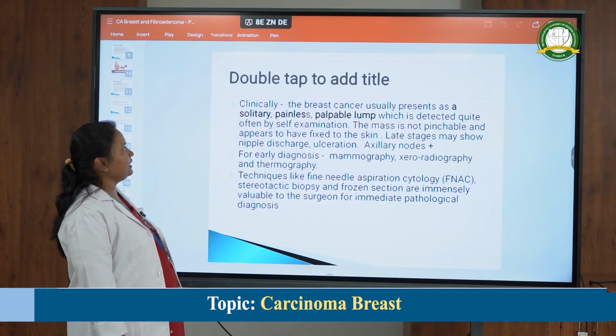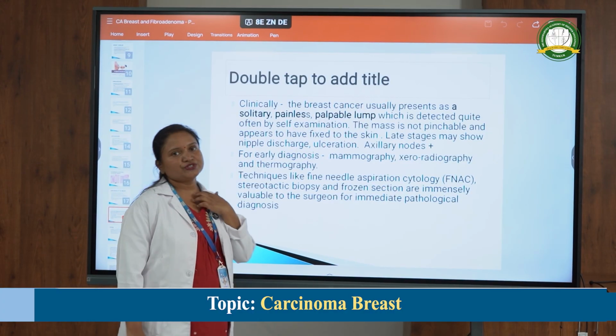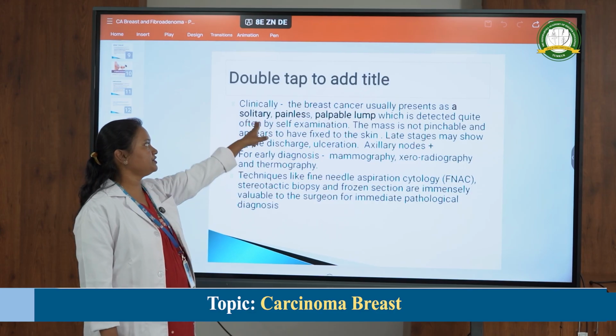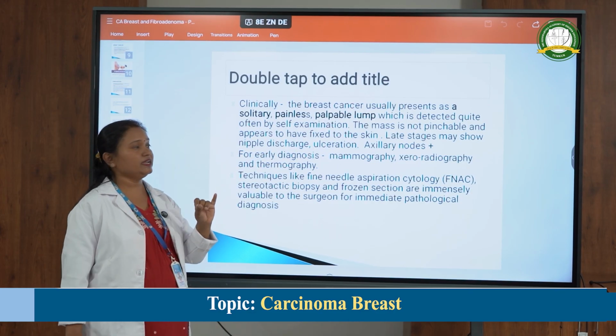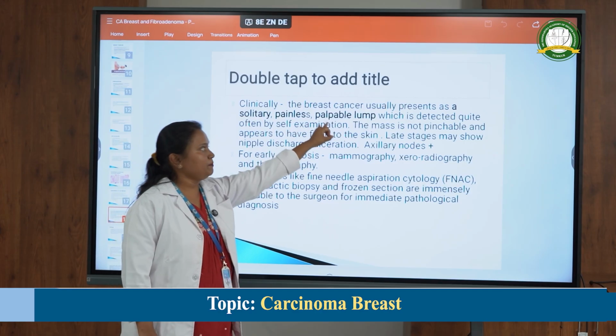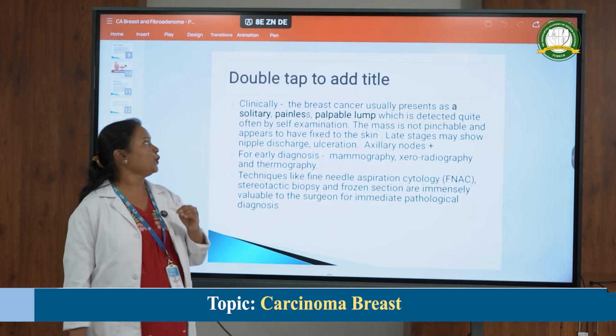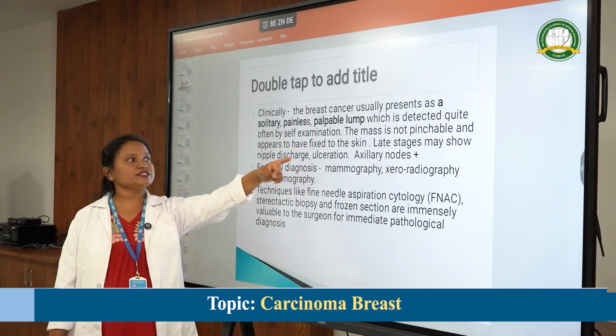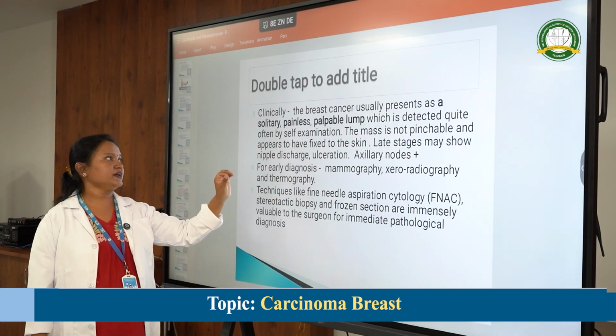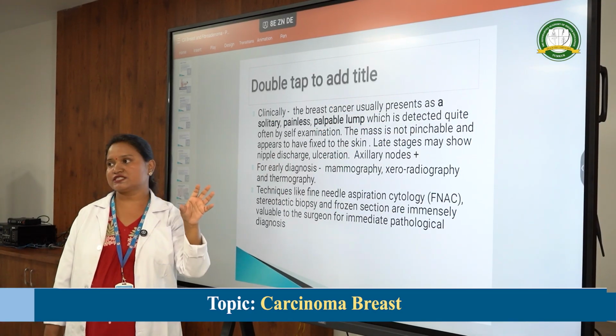Clinically, breast cancer usually presents as a solitary, painless, palpable lump, which is detected quite often by self-examination. The mass is not pinchable, and it appears to be fixed to the skin.